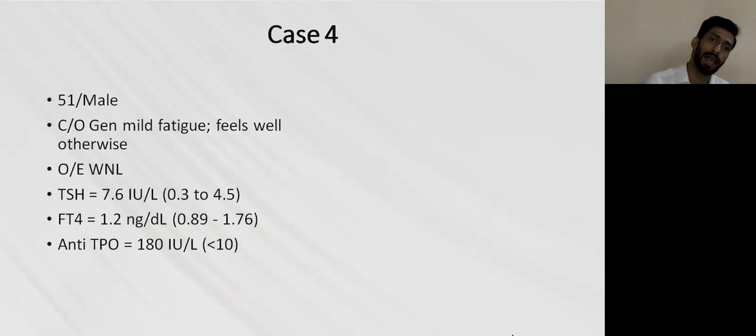So, 51-year-old male. Unless you actively participate, some of these things might look very easy, but it might disappear from your heads. Volatile information. 51-year-old male, mild generalized fatigue, just come for a general checkup to you actually. Examination was quite normal. TSH is 7.6. FT4 is 1.2. Anti-thyroid peroxidase is 180.